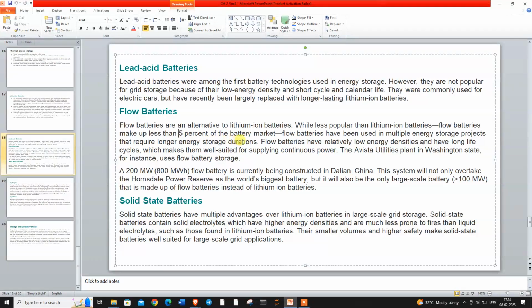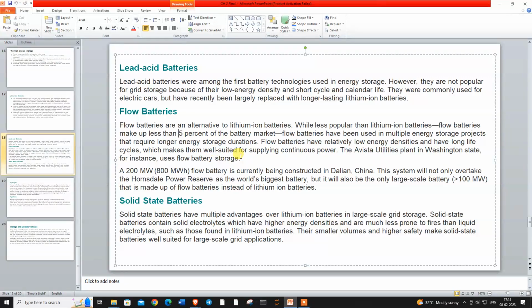So flow batteries have been used in multiple energy storage products that require longer energy storage durations. Okay, so flow batteries have low energy density, like lead acid batteries, but they have a long life cycle, which makes them suitable for supplying continuous power.